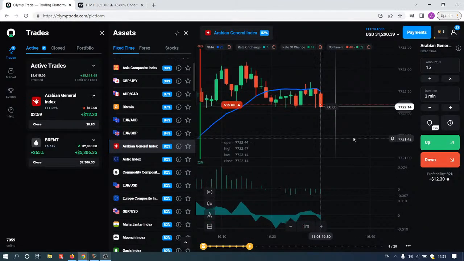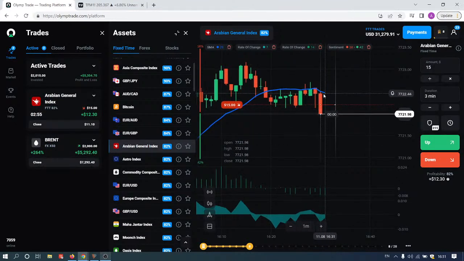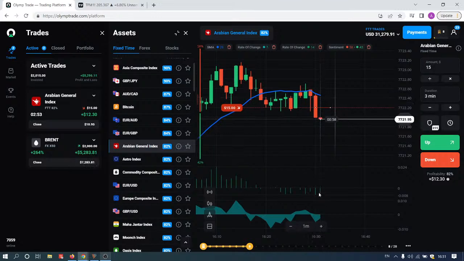All right, let's try Arabian General Index again. So 3 layers of confirmation. We are trading under the 20 SMA. The rate of change 14 check mark, and the rate of change 7 check mark.